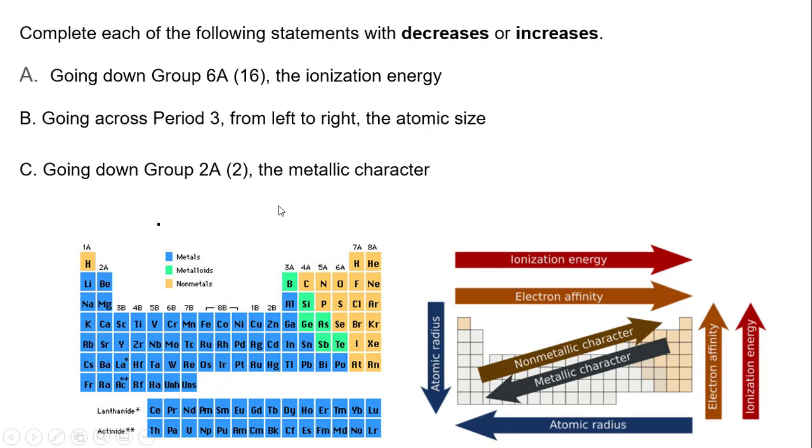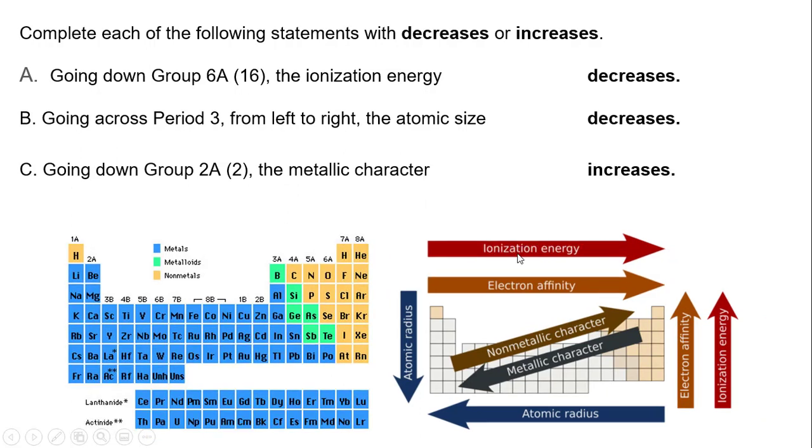Okay, so now let's do trends. Going down group 6A, the ionization energy, and if we look at our chart, we're going against that arrow, so it should decrease. Going across period 3, from left to right, the atomic size, so we're going from here to here, and we're going against the arrow again, so this should decrease. And going down group 2A, the metallic character should increase. So we have decrease, decrease, and increase, and let's see if we got that. And we got that right. Hopefully I did. Well, I sort of know what I'm talking about here.